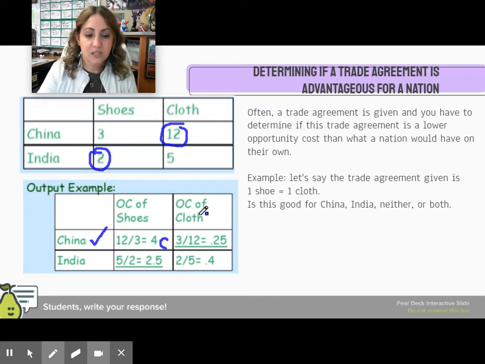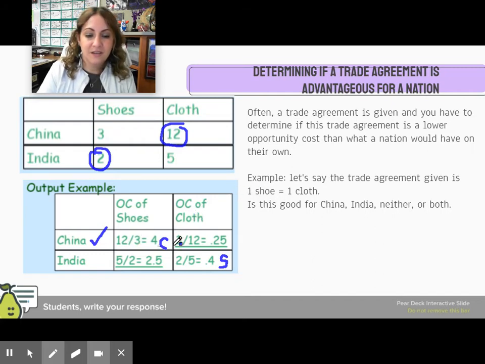So the opportunity cost of cloth for India is 0.4 of a shoe. Every cloth that they make, they have to give up 0.4 of a shoe. Now, for 1 cloth in the trade agreement, they're going to have to give away 1 shoe. So if they want to buy a cloth, it's going to cost them 1 shoe. If they make it on their own, each cloth that they make, they give up 0.4 of a shoe. So would you rather give up 0.4 of a shoe or 1 shoe? I'd say 0.4 because that's cheaper in terms of shoe costs for cloth.